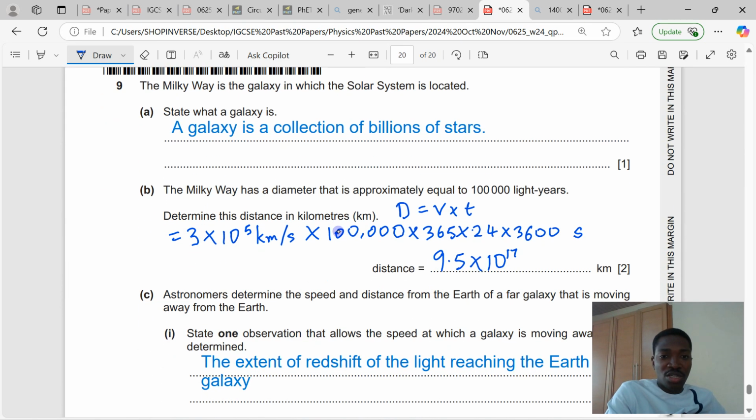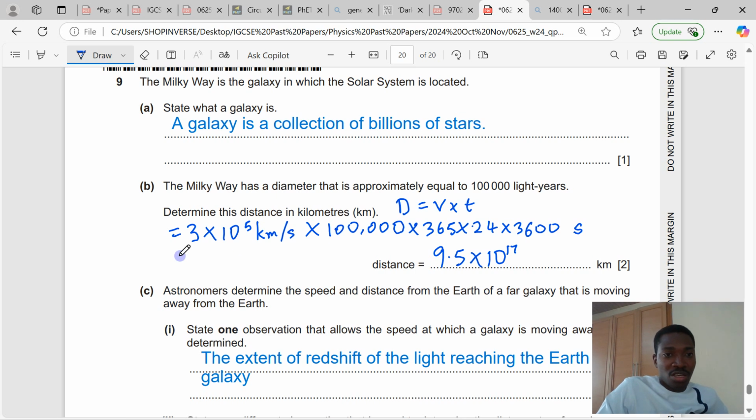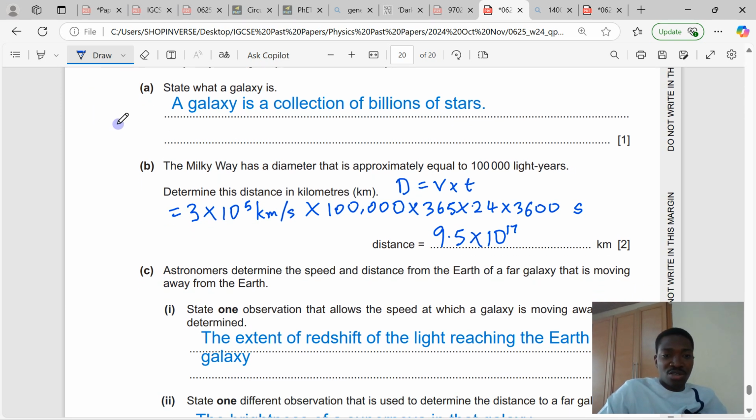We take the last question now. Space physics. The Milky Way is the galaxy in which the solar system is located. What is a galaxy? A galaxy is just a collection of billions of stars. Our Milky Way galaxy is approximated to have around 100 billion stars. The second question states that the Milky Way has a diameter of approximately 100,000 light years. Determine the distance in kilometers.